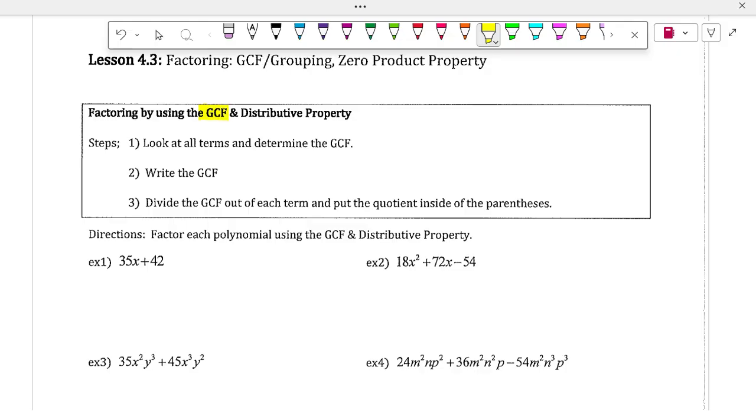Greatest common factor. So we're going to look at all the terms to determine the GCF. Now remember, when it comes to factoring, you can have three different options. You can have a number as your GCF, you can have a variable as your GCF, or you can have a mixture of both.